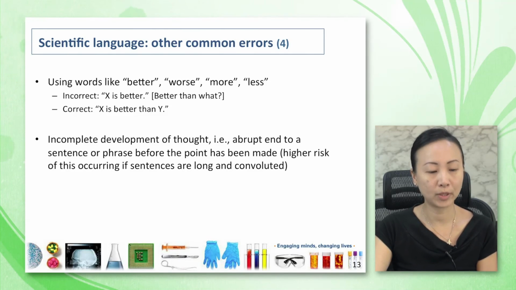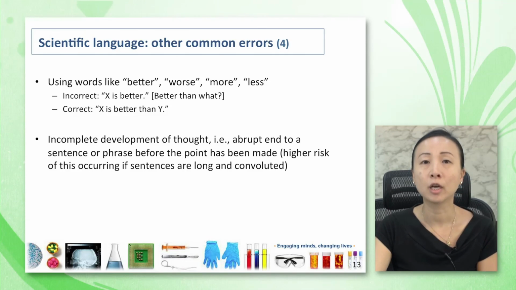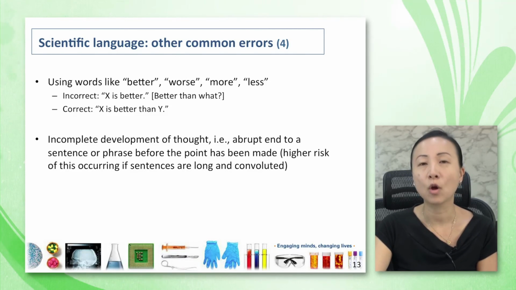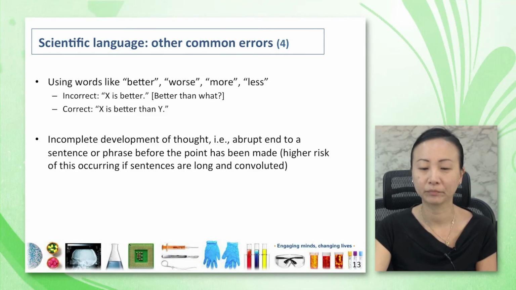Another common error we see is incomplete sentences, where the sentence comes to an abrupt end before any discernible point has been made. We tend to see these most often when the sentences are very long, as if the author hasn't realized that he or she hasn't finished making the point. So this is a very good reason why we should stick to short sentences in scientific writing.